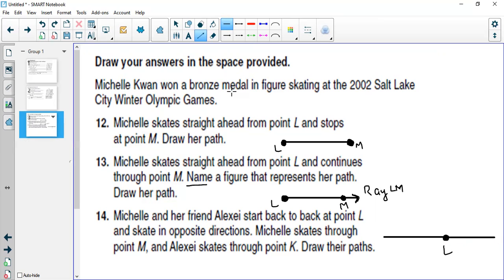Michelle skates through point M. Now she can go this side or this side. They did not say whether she's going left or right, so we can take any way. So she's skating through point M and Alexei is skating through point K. Draw their paths. Don't forget they are talking about opposite rays. So this is how your figure should look.